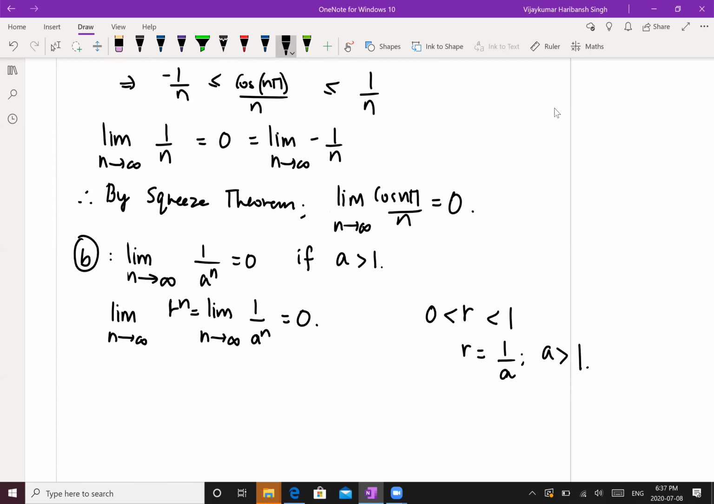Similarly, if r equals 0, you can see that the limit as n goes to infinity of r to the power n is a constant 0 sequence. So that is going to be 0 as well.